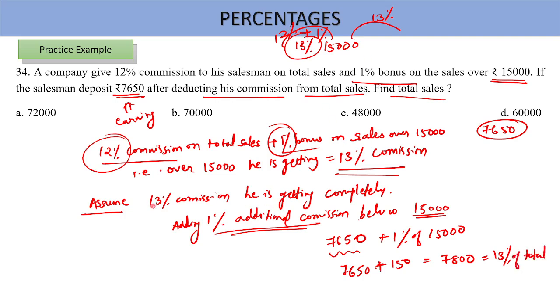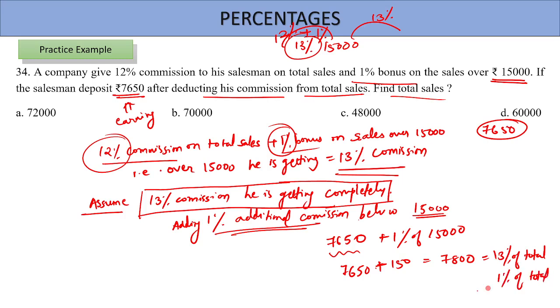Now this 7800 is nothing but 13 percentage of the total sales, as I am assuming that we are taking this 13 percentage commission completely. That means from this I can get 1 percentage of the total as 600, and the 100 percentage of total, which is my total sales, is nothing but 60,000. Therefore, 1 percentage of the total sales will be 600, and 100% of the total sales will be 60,000. Option D.